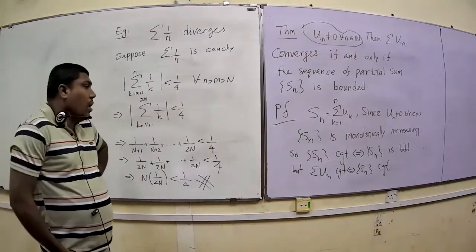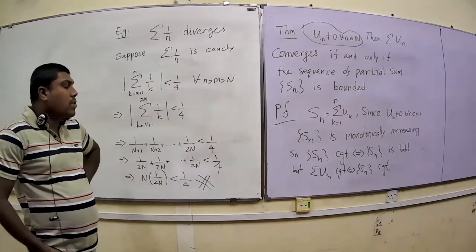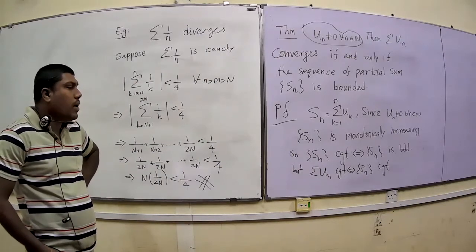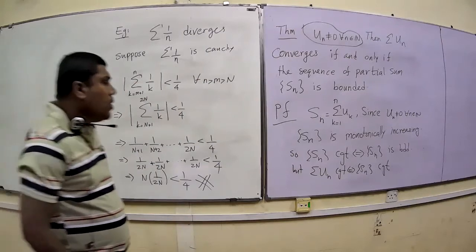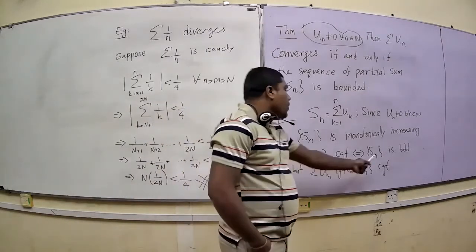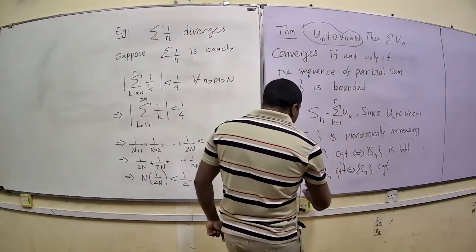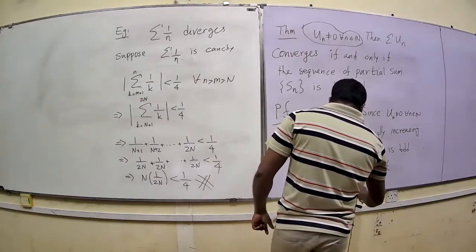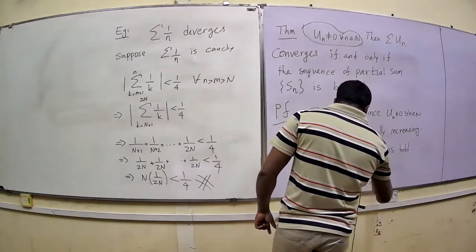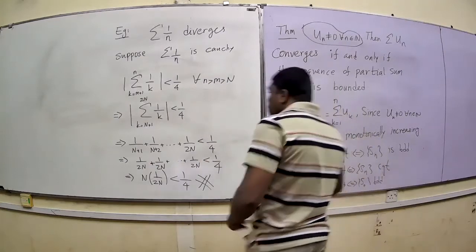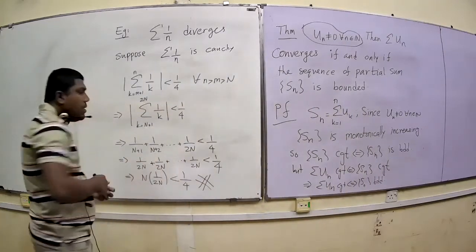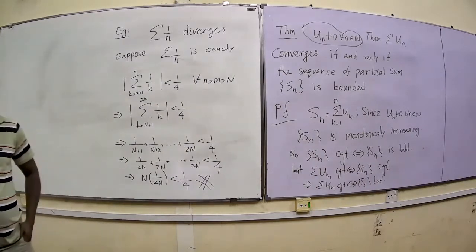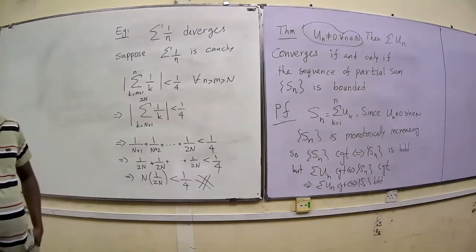the associated sequence is convergent, right? But you know a sequence is convergent if and only if it is bounded. So if you combine both of them, the series is convergent if and only if S_n is bounded. So this is the third kind of convergence result we see in sequences, right?